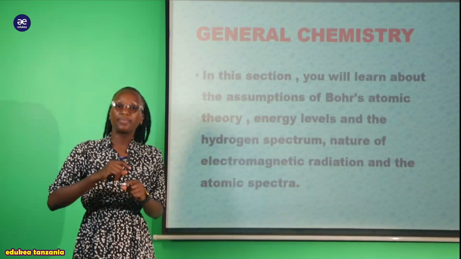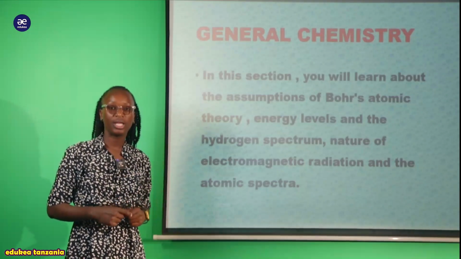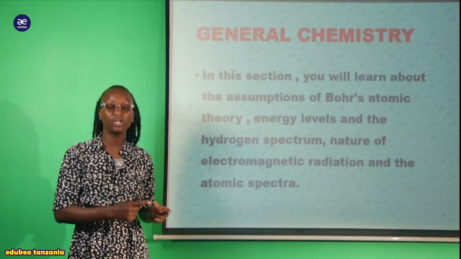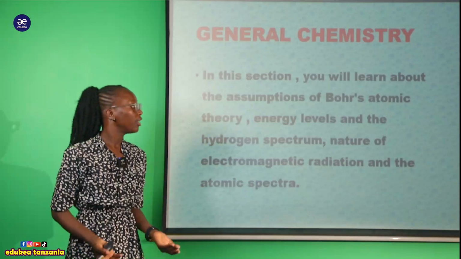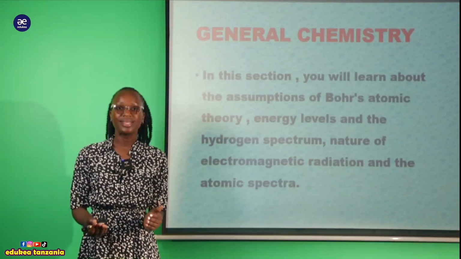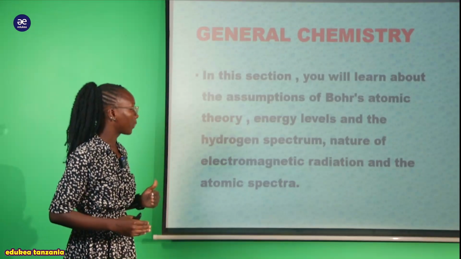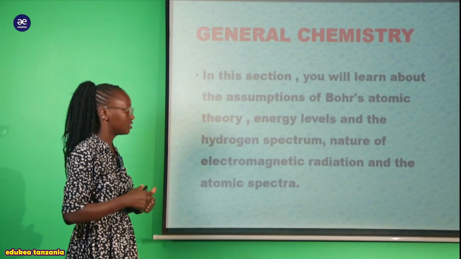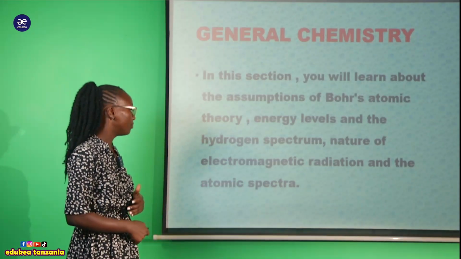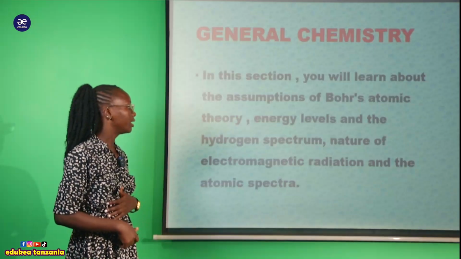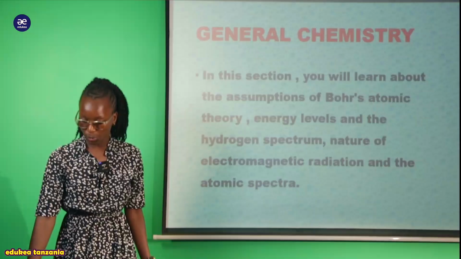Kwa sababu hatuwezi kuongelea line spectrum kama hatuna kind of light, kama hatuna kind of absorption and emission. Sasa kama kuna hizo kind of emission and absorption, simply there is the issue of electromagnetic radiation. So here in the Bohr is where these issues are discussed deeply. The issue of energy levels and the hydrogen spectrum, nature of electromagnetic radiation, and atomic spectra. Lakini pia bila kusahau the assumptions of this Bohr.